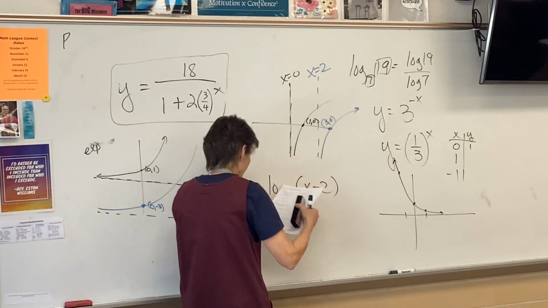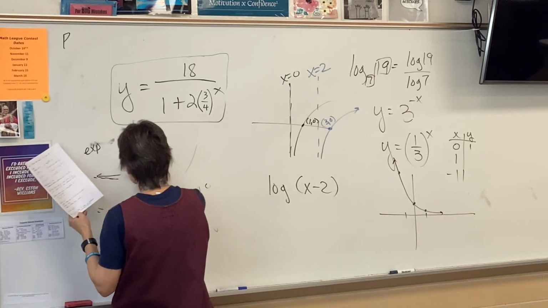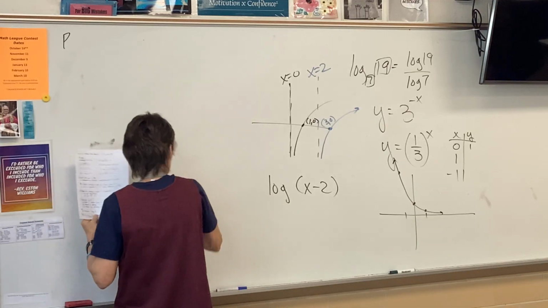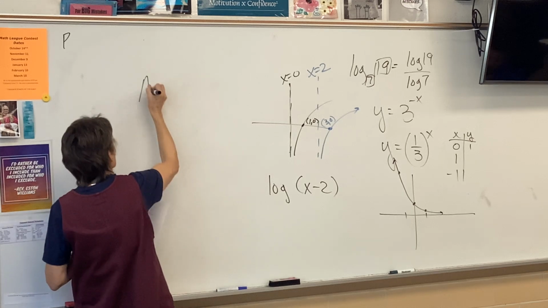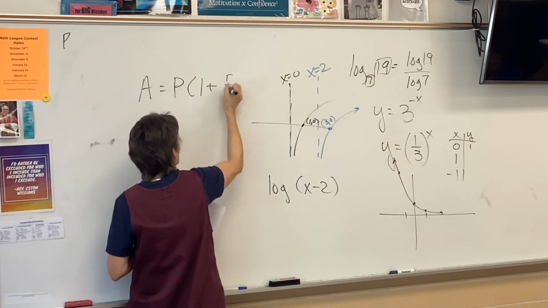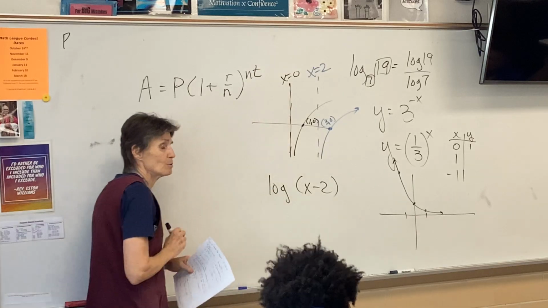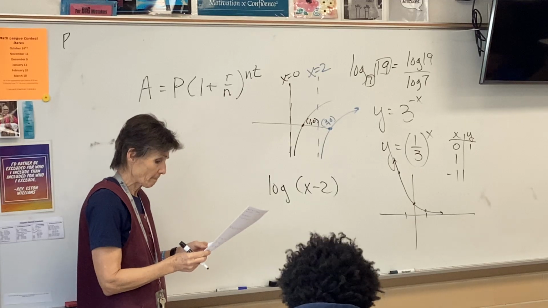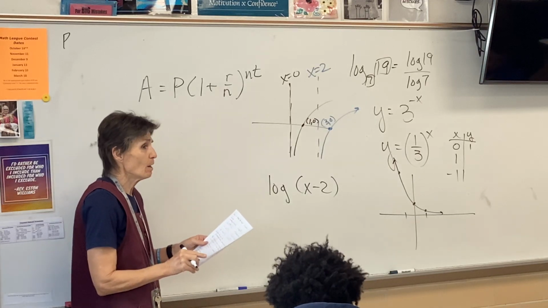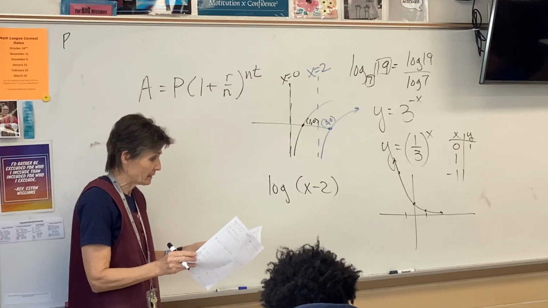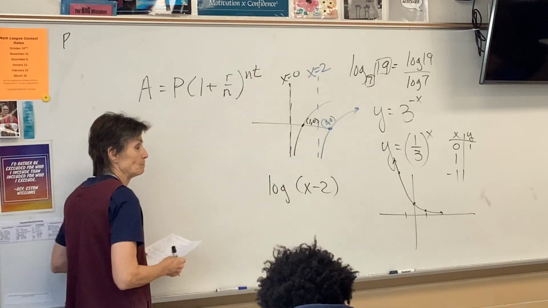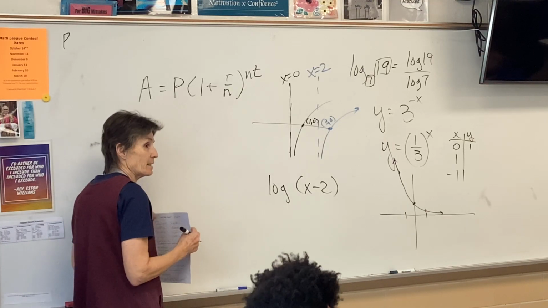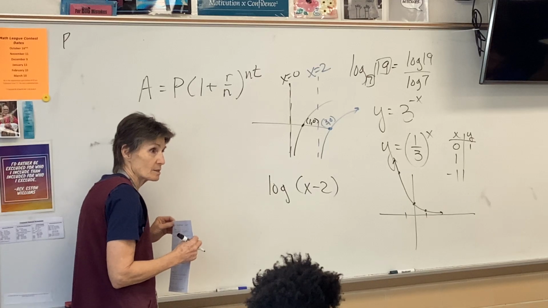Number 6. How long will it take to triple an investment if interest is 1.8% compounded monthly? This is a formula you need to know. It's the same formula you used last year, your compound interest formula. Help me. How long will it take to triple an investment? What does triple an investment mean? You end up with 3 times what you started with.